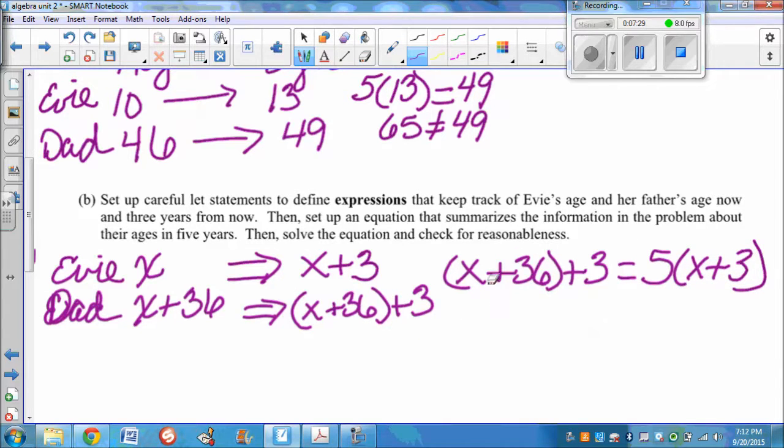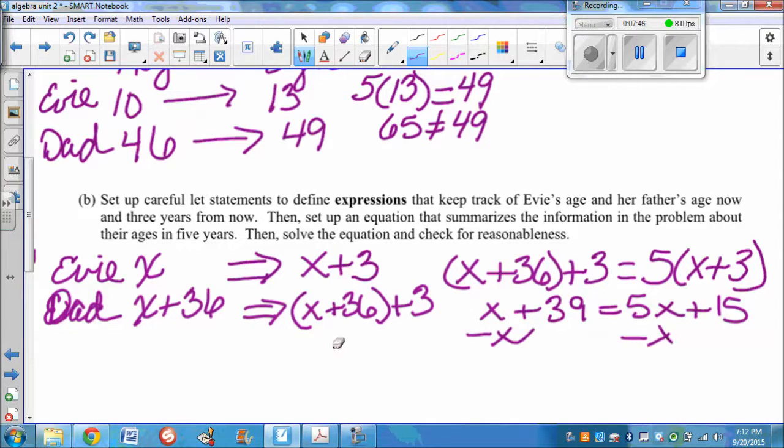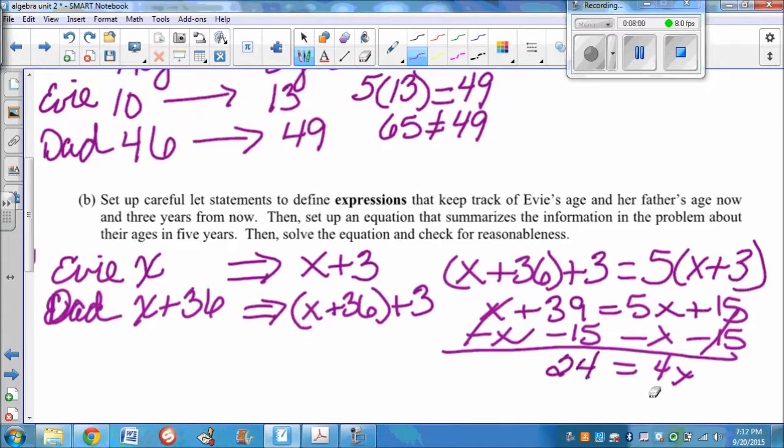So now I don't even need these parentheses here. We can just combine like terms. So I'd get X plus 39. Distributive property, 5X plus 15. And now I've just got to solve for X. So if I subtract X and I'm going to subtract 15, 4X equals, that should be 24. X is 6.